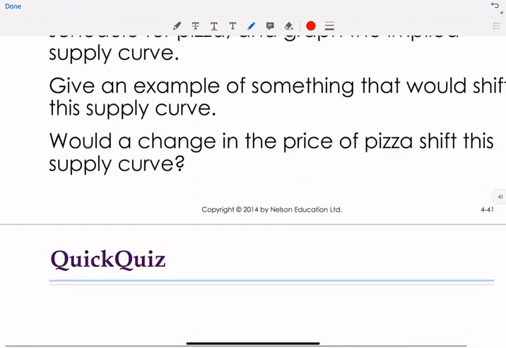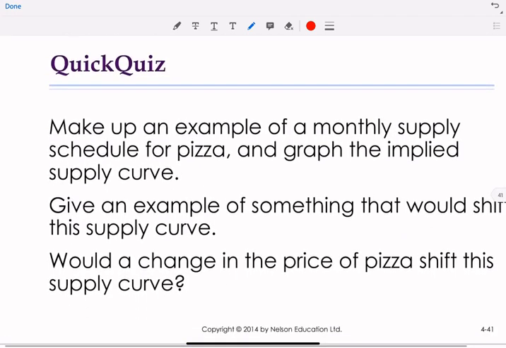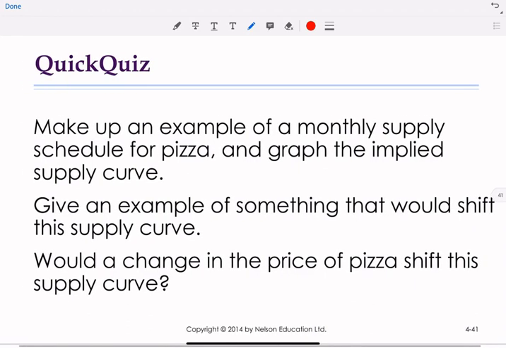Okay, now let's see this quick quiz. It says, make up an example of a monthly supply schedule for pizza and graph the implied supply curve. And then give an example of something that would shift this supply curve. The third question is, would a change in the price of the pizza shift this supply curve? Well, this is easy, right? Because we have done this ice cream cone supply curve example. So it's basically the same for pizza.